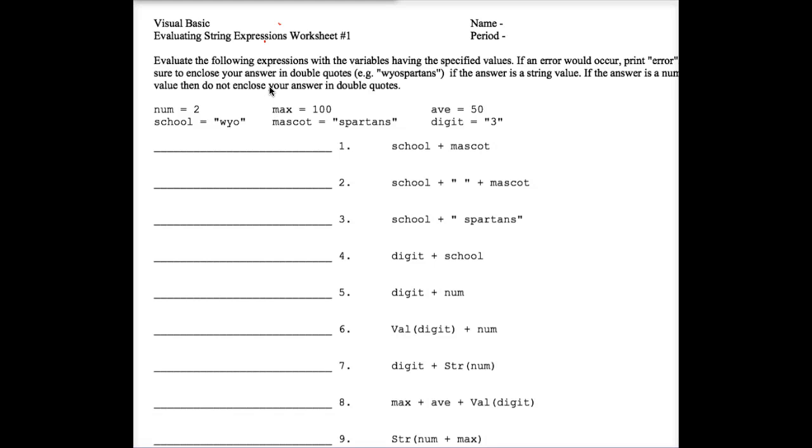Mr. Minnick helping my students with string expressions here on worksheet number 1 in the Visual Basic class. Read the directions first before proceeding, and then realize that we have these variables listed at the top of the worksheet, and they're to be used throughout all of the exercises. So question number 1, what happens when you take school plus mascot?